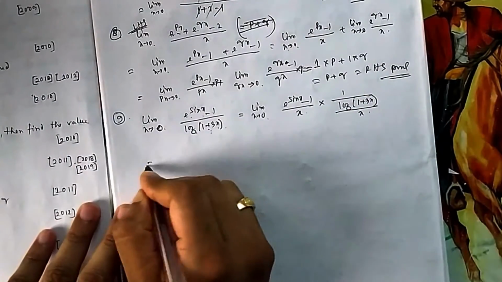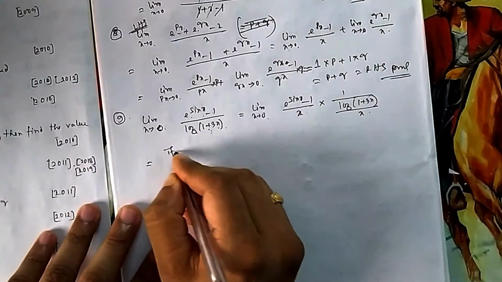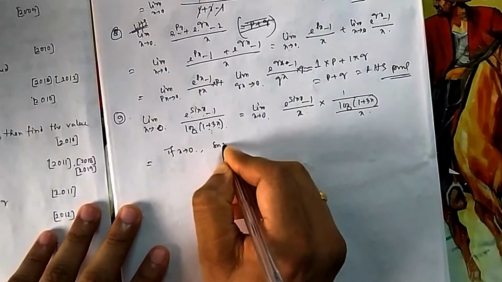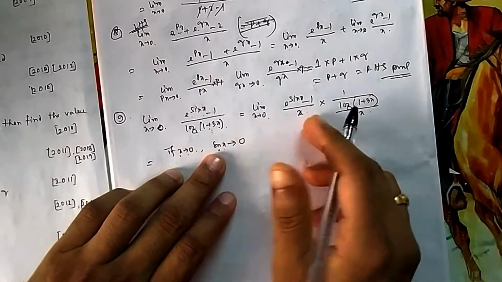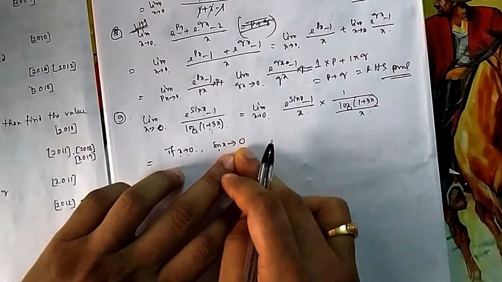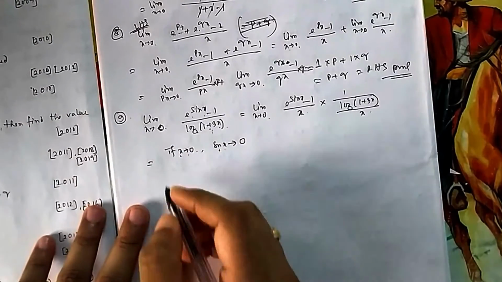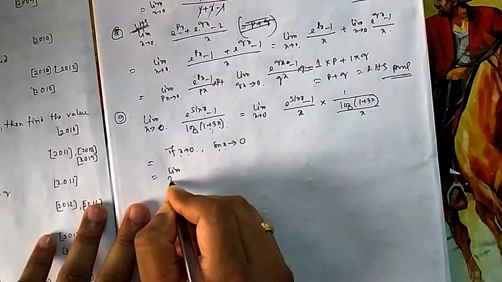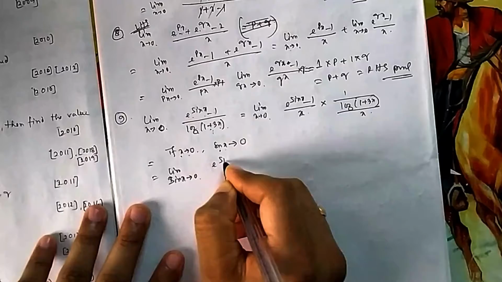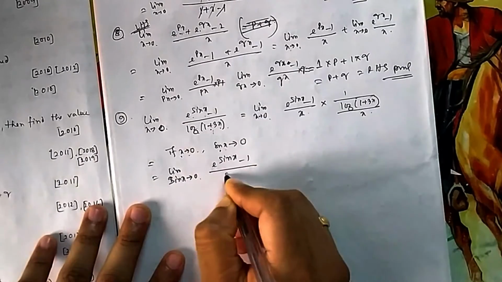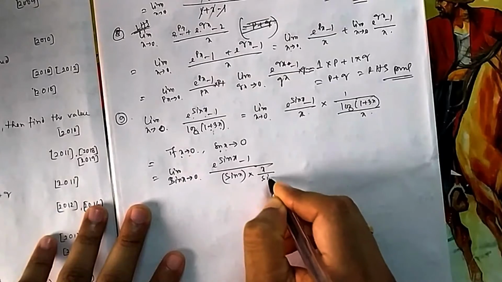Now you think, what was the formula? e to the power x minus 1 divided by x should be equal to 1. Now if x tends to 0, then sin x also tends to 0. Think, if you put x equal to 0, what will happen? Sin 0 is always 0. So if you go very near to 0, your answer will be very near to 0. So I will write the limit as sin x tends to 0 of e to the power sin x minus 1 divided by sin x, because I put a sin x there, so I will put one more sin x there.